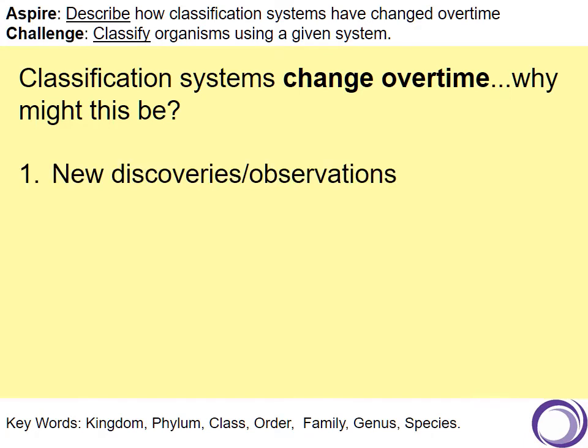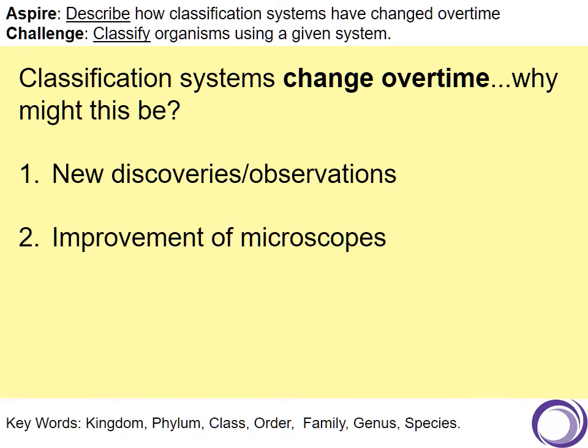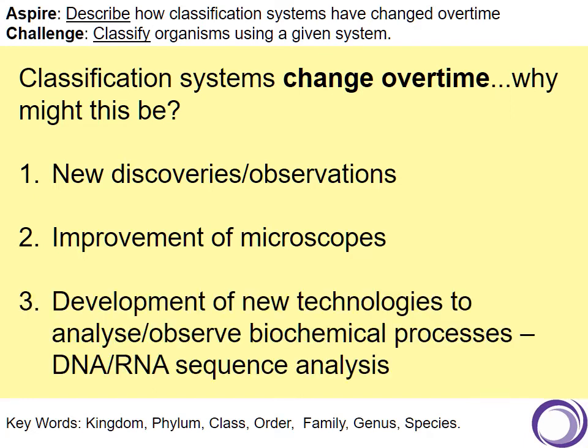Okay, so what have we managed to come up with? So we might have new discoveries, discover new species, new animals, new plants, new bacteria. We might make new observations of the behaviours or the habits of some of those new species or some existing species. We might have an improvement of microscopes so we can find out more about the microscopic detail of the cells and the structures inside the bodies of certain species of living things. We might also be able to better observe biochemical processes such as DNA sequence analysis or RNA sequence analysis and find out more about the species that we already know about or more about species that are new to us. So as technology develops, as microscopes develop, as we find more species of plants and animals, classification systems may have to change to accommodate these new pieces of knowledge that we gather.